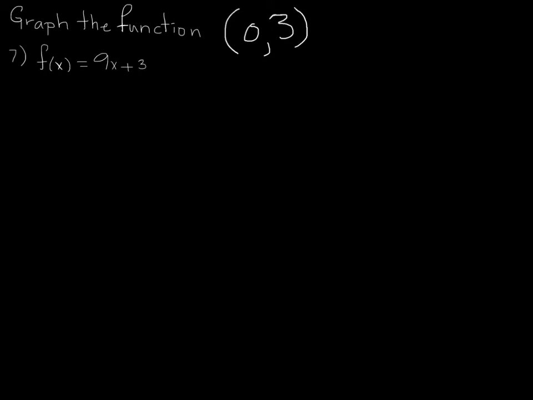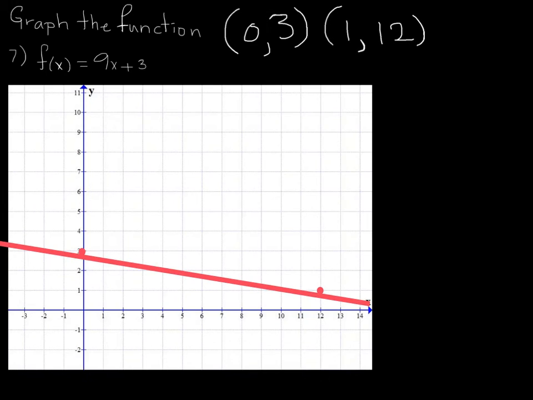So plugging in 1 to the function, I'll get the point that goes with it, which will be 1 times 9, which is 9, plus 3, which is 12. And we have our 2 points. Now all we need to do is place them on a graph paper. And here I have graphed the point (1, 12) and (0, 3), and I've drawn the line through them.